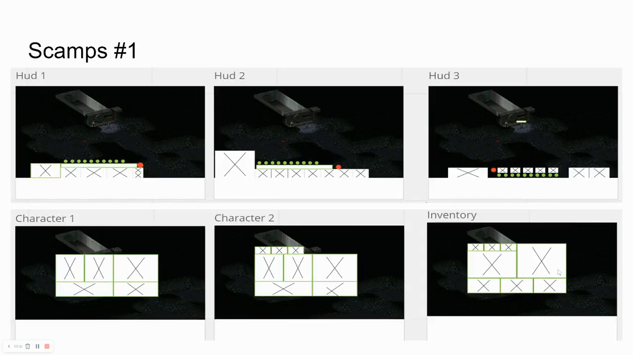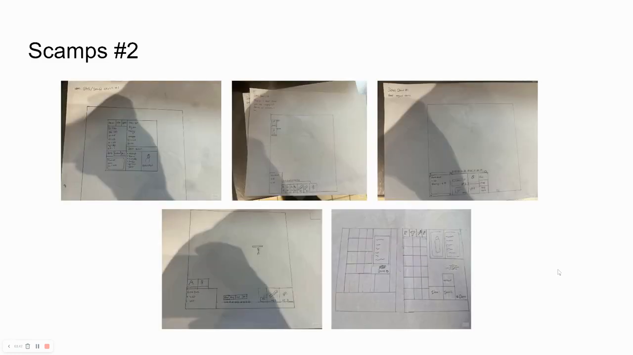For my scamps, I started on Miro board. The first three are my HUDs, very simple, basic shapes, and then character one, character two, and inventory. These are different ways that I was thinking about putting them together. Then I went to pen and paper with those designs and made them a bit more detailed and more what I was envisioning in my head.